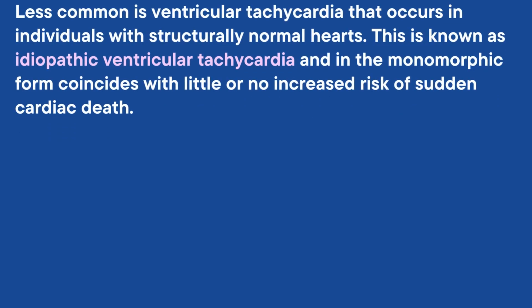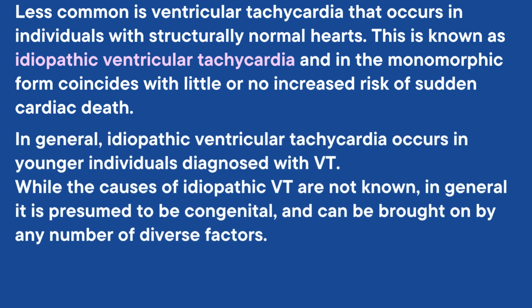Less common is ventricular tachycardia that occurs in individuals with structurally normal hearts. This is known as idiopathic ventricular tachycardia, and in the monomorphic form coincides with little or no increased risk of sudden cardiac death. In general, idiopathic ventricular tachycardia occurs in younger individuals diagnosed with VT. While the causes of idiopathic VT are not known, in general it is presumed to be congenital and can be brought on by any number of diverse factors.